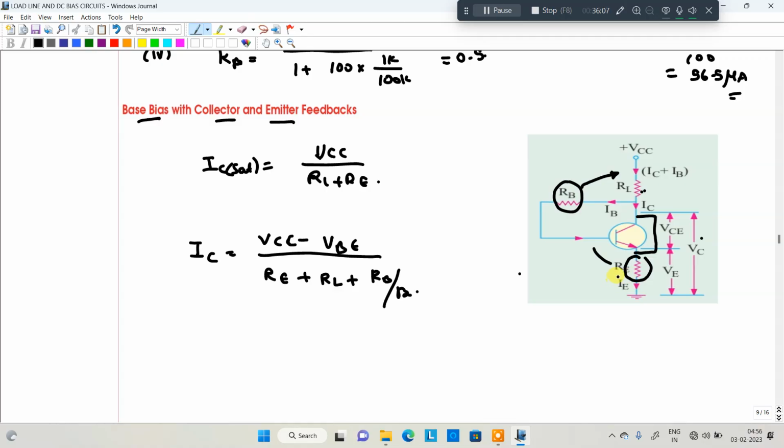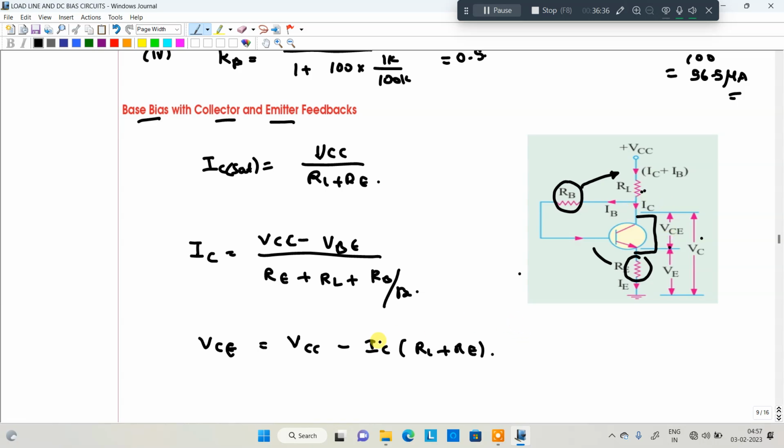So this is about the formula for IC. Coming to the VCC, VCE is equal to VCC minus IC into (RL plus RE). So that is about the VCE.